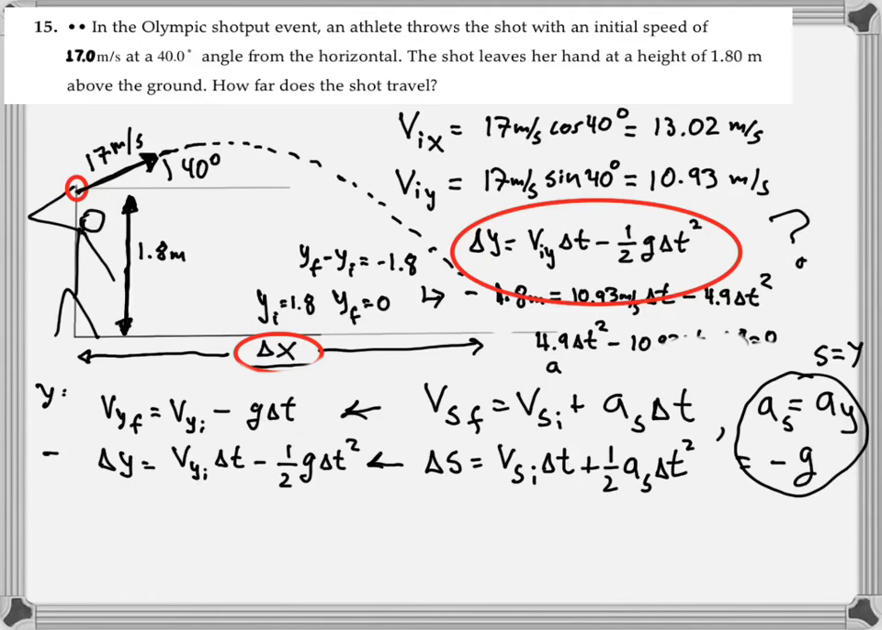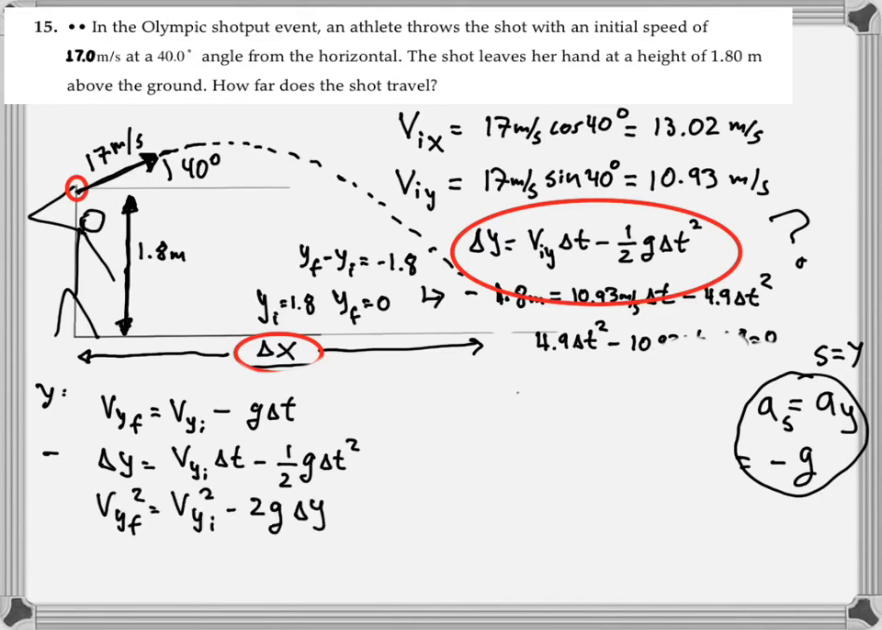Again, replace s with y, and notice that a_y is minus g, and that's the equation you get, delta y, etc. And the third equation is Vy final squared equals Vy initial squared minus 2g delta y. Again, you know how to get that one from the formula sheet. So those are the three equations that apply for the vertical motion of the shot.